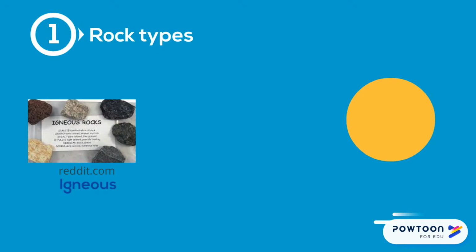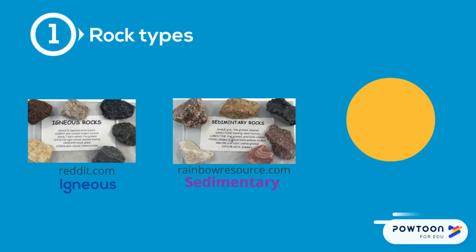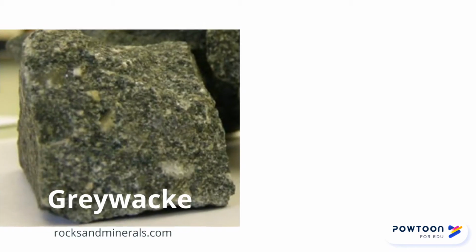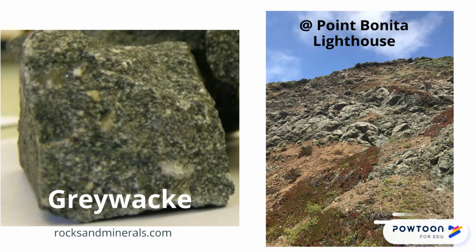The second category is sedimentary rocks, which are created when the wind and rain erode rocks to create sediments. These are then carried by streams into lakes and oceans. These sediments pile up into layers that are compressed to form sedimentary rocks. An example of a sedimentary rock is greywacke, which is often located on or near the coast of the ocean. We found greywacke at Point Bonita.